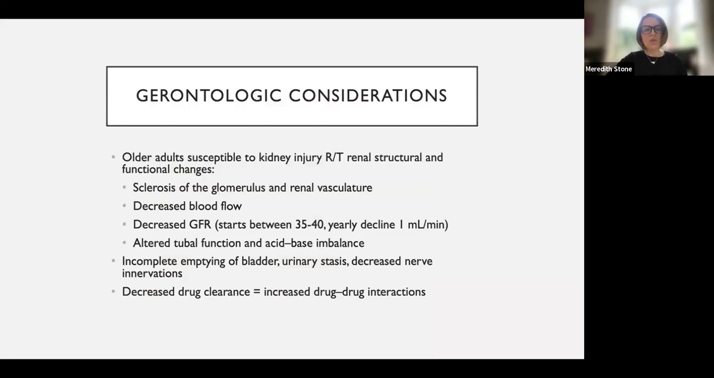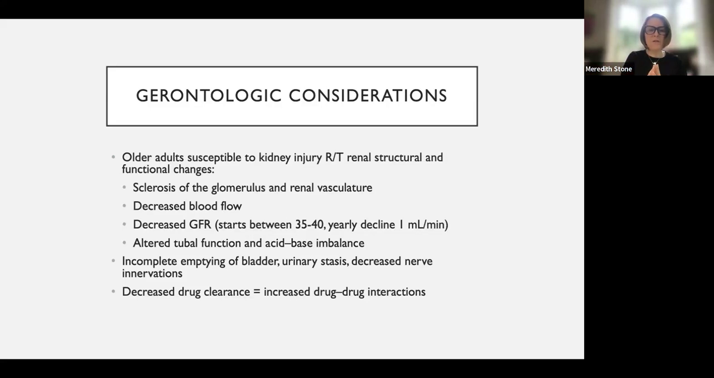All right, now going on to gerontological considerations. As you get older, things are just going to change, right? Things slow down, and the function and the structure change, so older adults are more susceptible to kidney injury. Just like we talked about in the cardiac system, you can have sclerosis of your vasculature. That can also happen in the renal vasculature, because it's a systemic thing.